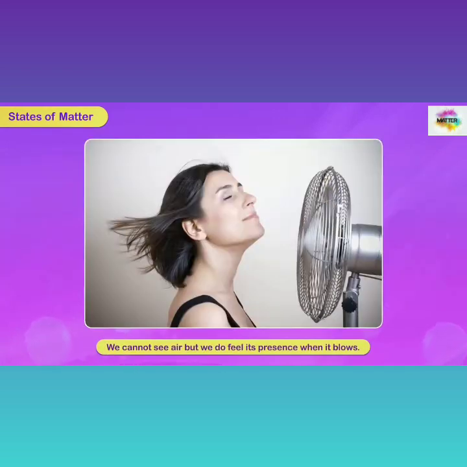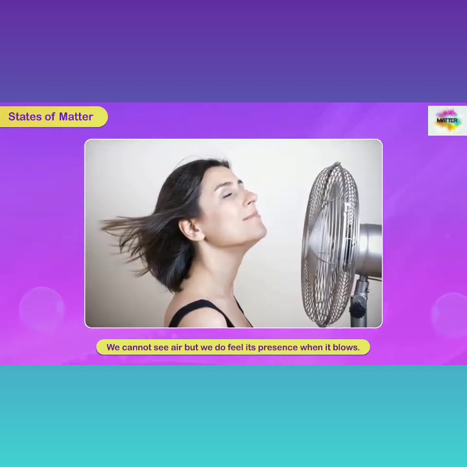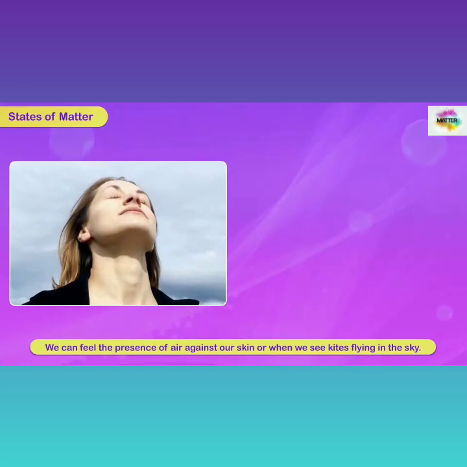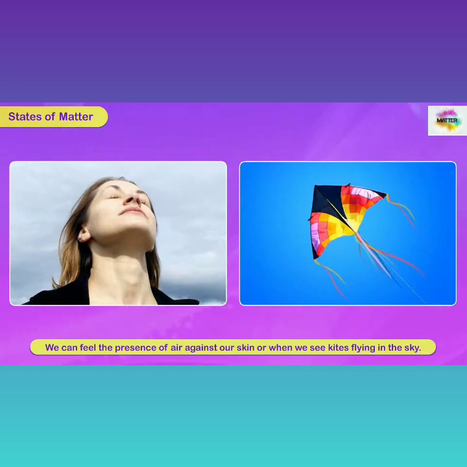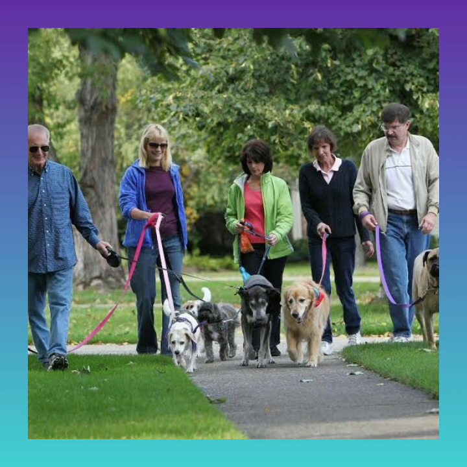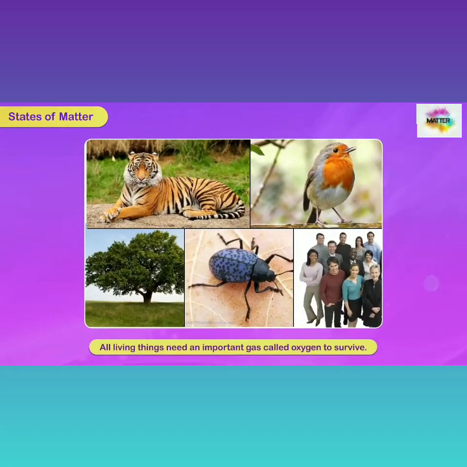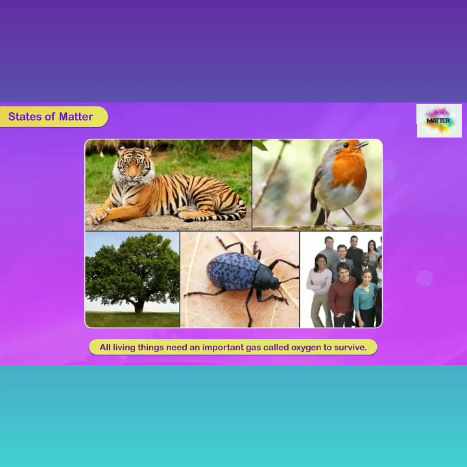We cannot see air, but we do feel its presence when it blows. Yes, we can feel the presence of air against our skin or when we see kites flying in the sky. And do you know which gas human beings and animals breathe? Yes, oxygen. All living things need an important gas called oxygen to survive.